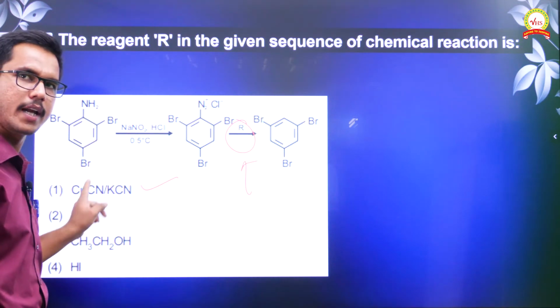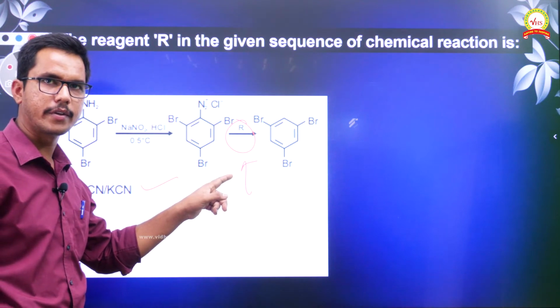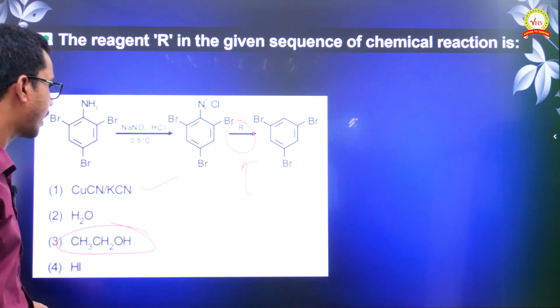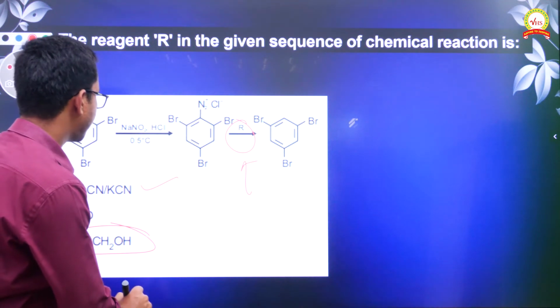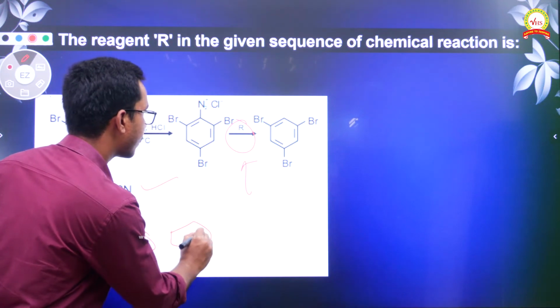If you use H2O, we will get phenol. And if you use HI, we will get iodine in the place of N2. But when we take the ethanol, the formation of the product which we have over there will take place.